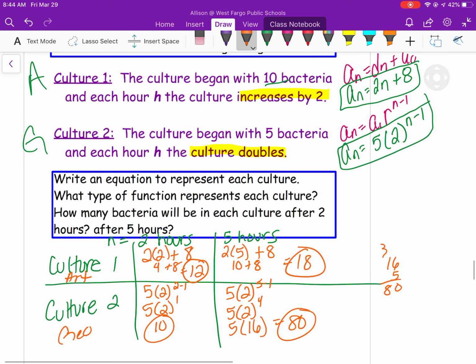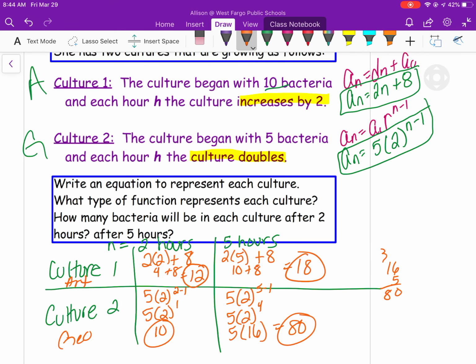Okay, that's all I have, I guess, for this video. So comparing and then being able to look at 2 different situations and talk about it.